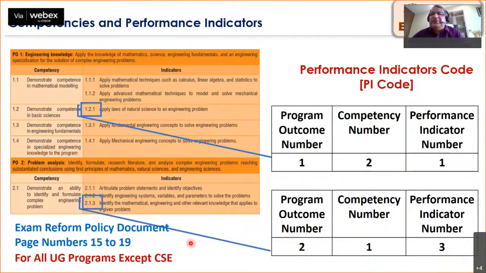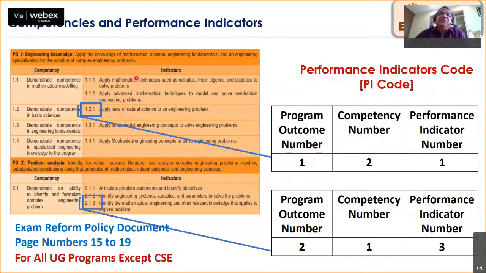Then again somebody asked what is PI code. I'm repeating from page number 19. All the POs are given, for each of the POs competencies are given, and for each competency PI codes are given. So look at which PI code is appropriate for that question. That PI code you have to write.